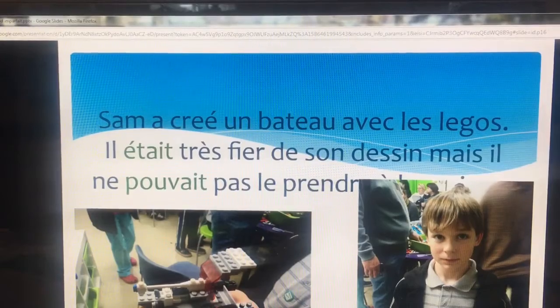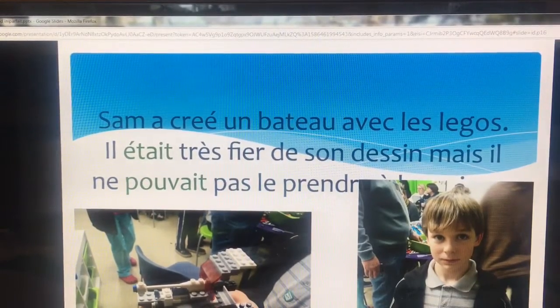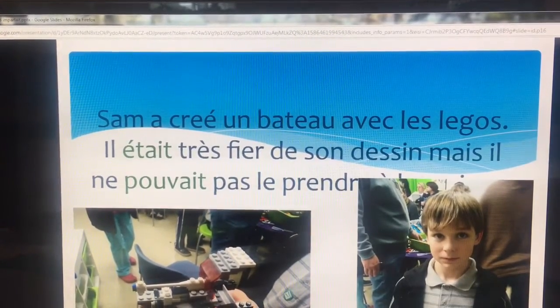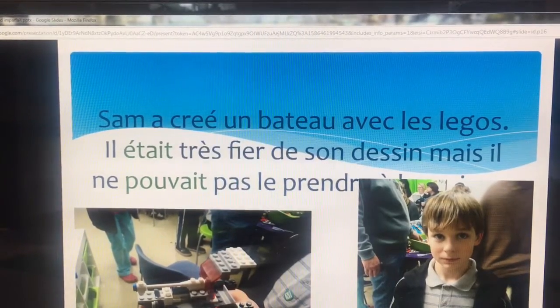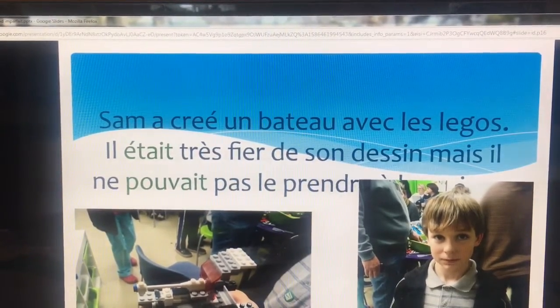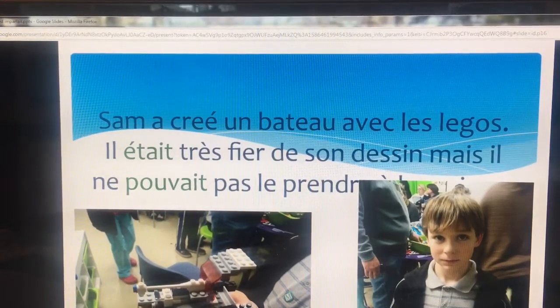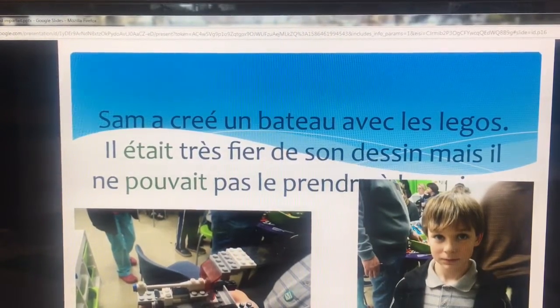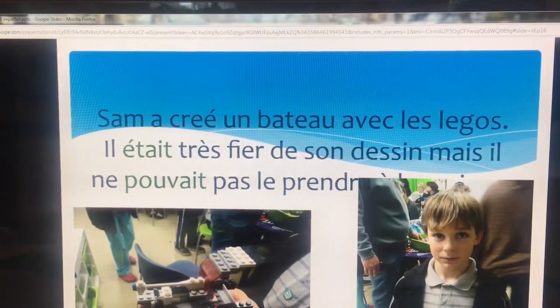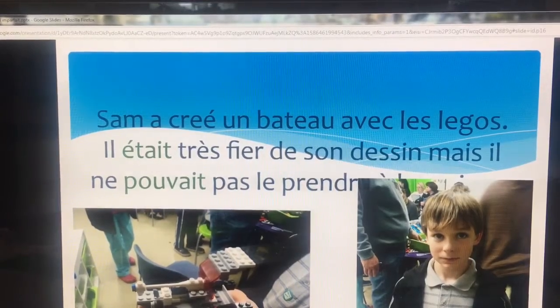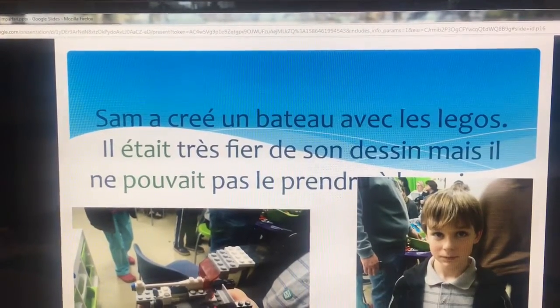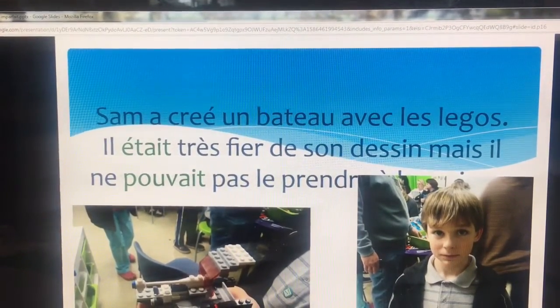Sam a créé un bateau avec les Legos. Il était très fier de son dessin, mais il ne pouvait pas le prendre avec lui. So Sam, he created a boat. So that's something that he started and finished. So it's a completed action. He was very proud of it as a description, but he was not able to take it with him because the Legos were there just for playing.